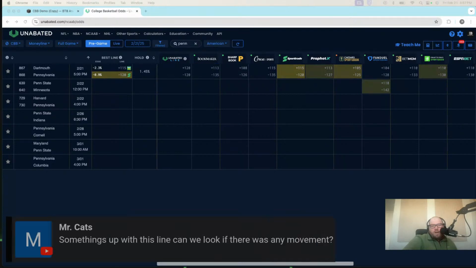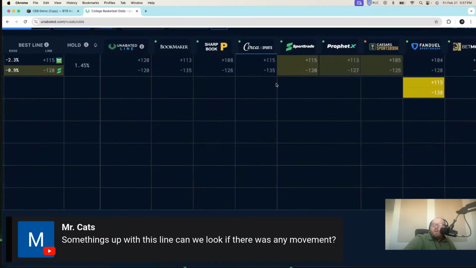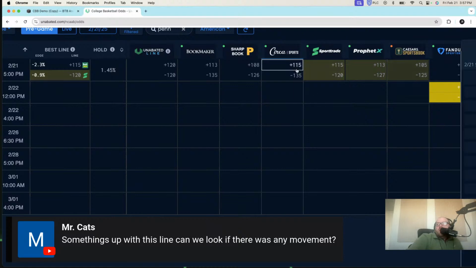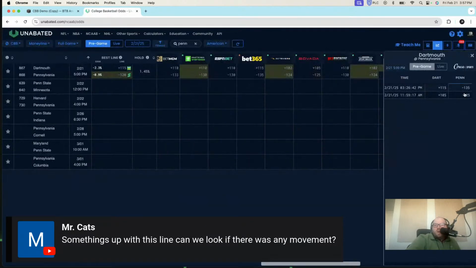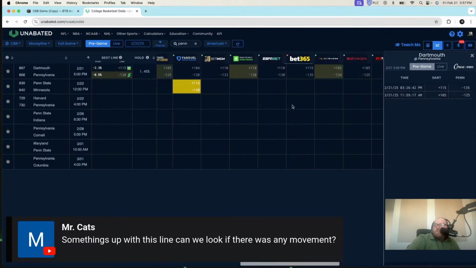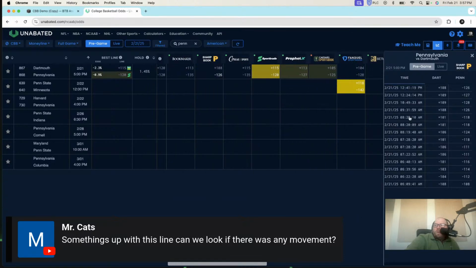Something's up with this line. Can we look if there was any movement? Yeah, that's what I was doing. Circa's barely taking movement on this. You can see here, I know it's harder to see, but they opened it at 125, moved to 135, which means they probably took a smallish bet this morning. Pinnacle opened at 108, now sitting at 126. Chris opened at 130, 119, now sitting at 135.